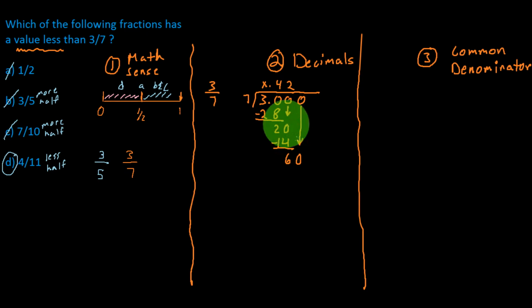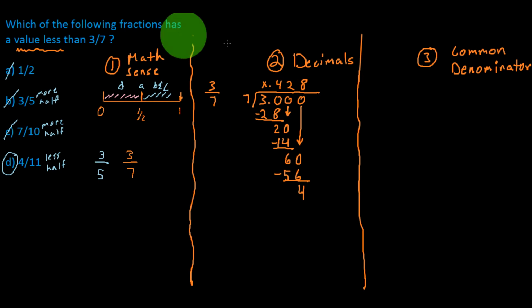So I have 60, and 7 goes into 60 8 times. 8 times 7 gives me a value of 56. And when I subtract, I get 4. So I have a remainder of 4. I don't want to go any further from here, so I'm just going to stop at 0.428.